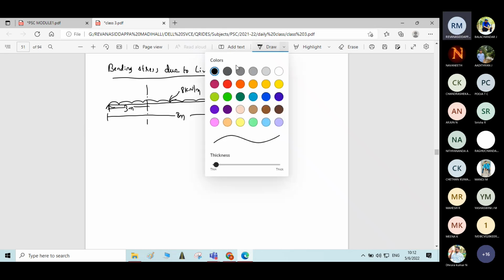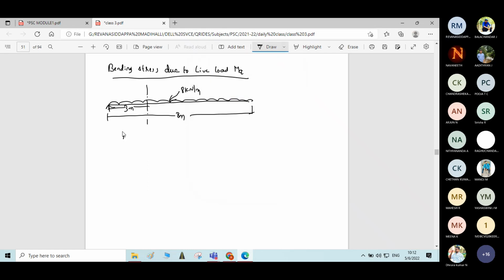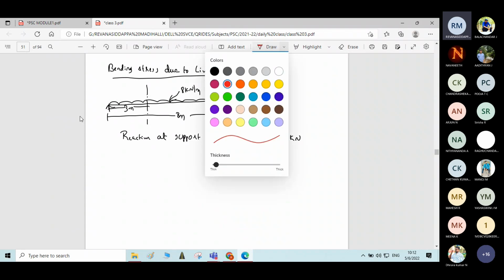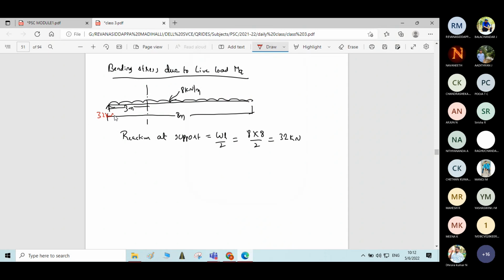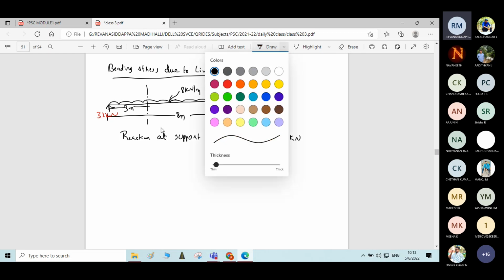So calculate the reaction. Reaction at support is equal to WL by 2. W is 8, L is 8, divided by 2, so 32, correct? 32 kilonewton. So the reaction at the support is 32 kilonewton, here also 32 kilonewton. Intensity of the live load is 8 kilonewton per meter. You can calculate the moment at section XX now.